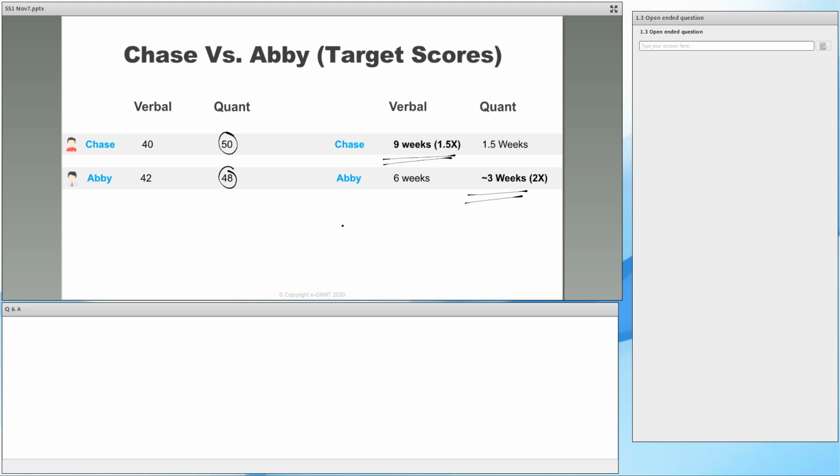And when you do that personalization, it actually tells you how much time you need, and it increases the likelihood of you scoring higher on the GMAT.